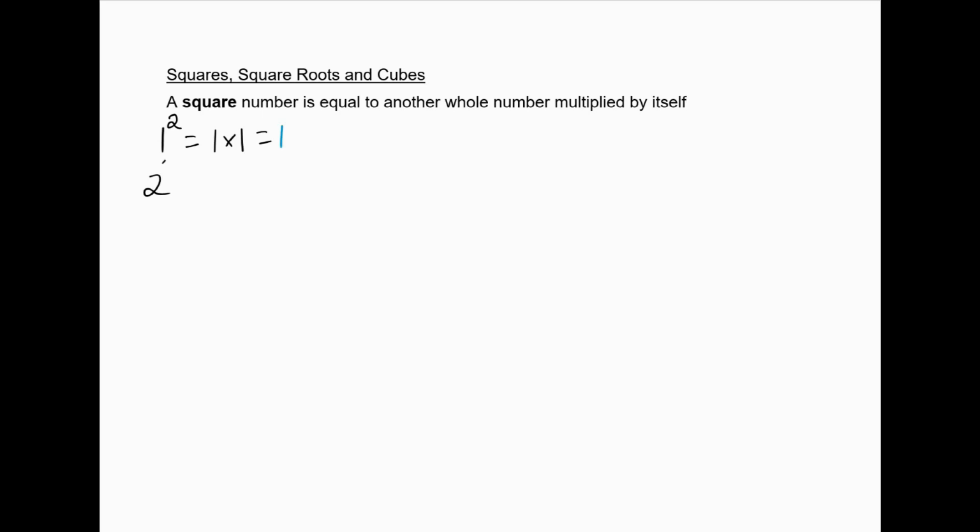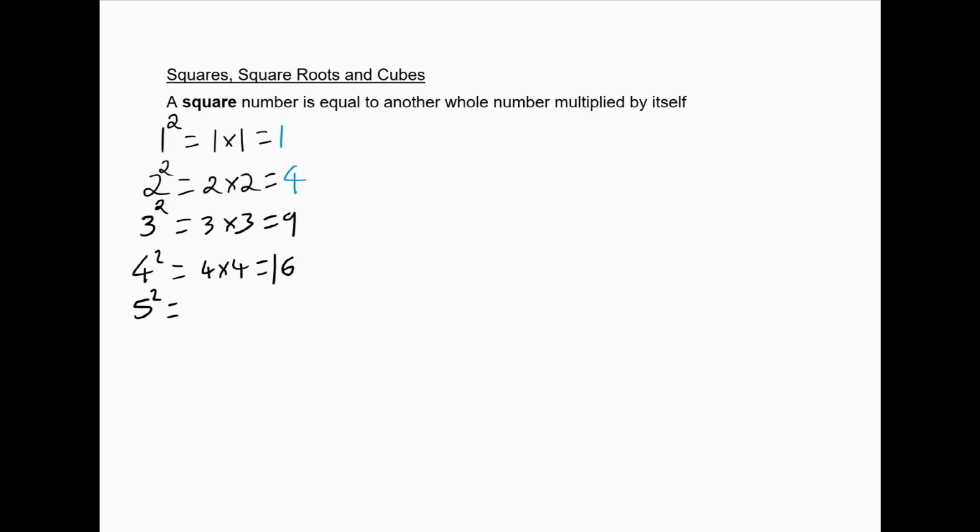2 squared is 2 times 2, which is 4, which tells us that 4 is a square number because it is 2 squared. And I'm going to carry on and list the first 12 square numbers. And you should remember these. 3 squared, 3 times 3, which is 9. 9 is a square number. 4 squared, 4 times 4, 16. 5 squared is 5 times 5, which is 25.